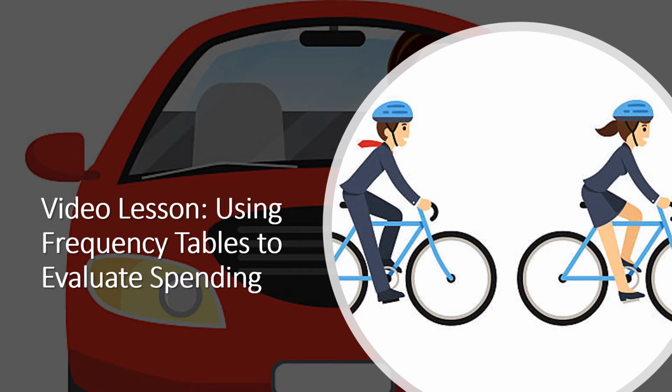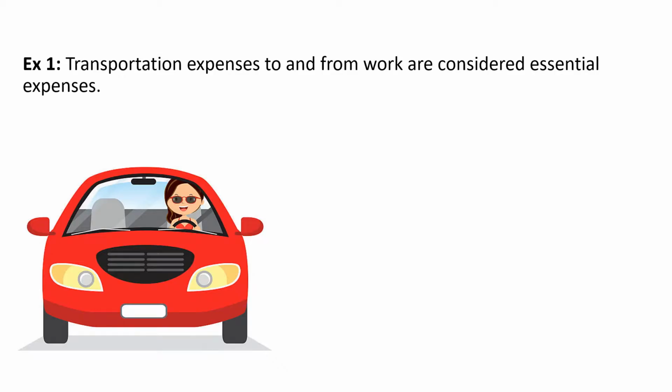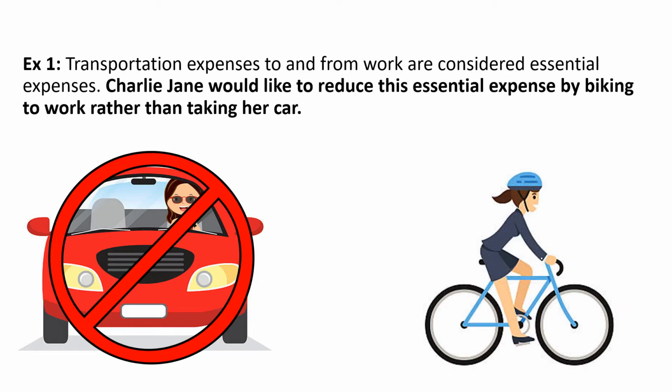This lesson is on using frequency tables to evaluate spending. Example 1. Transportation expenses to and from work are considered essential expenses. Charlie Jane would like to reduce this essential expense by biking to work rather than taking her car.